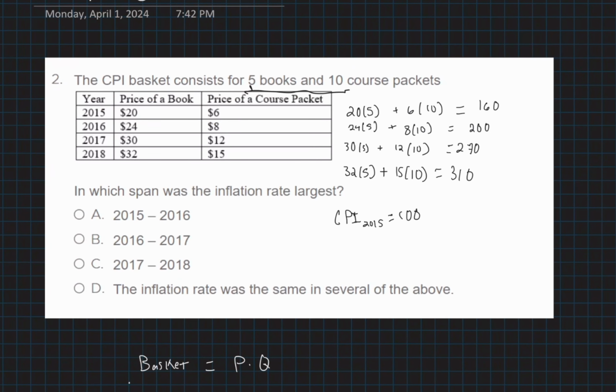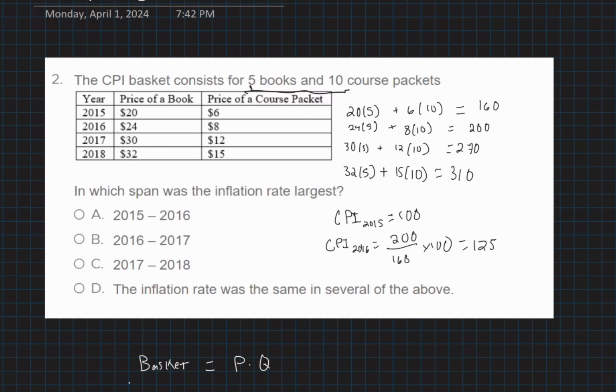Okay. And then for the sake of time, I'm just going to do CPI of 2016. So CPI of 2016 is equal to the basket of 2016, which is 200, divided by 160, times 100. So that is 125. Okay. So now we have CPI 2015, 2016.